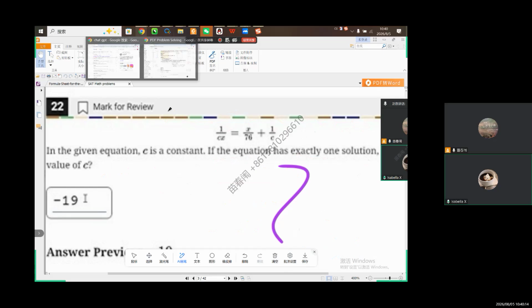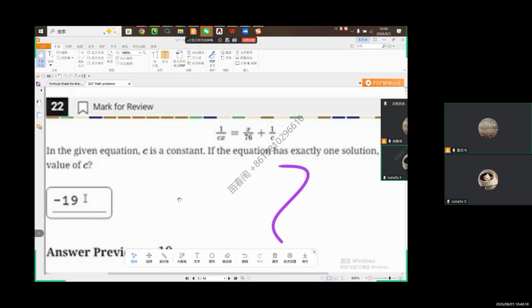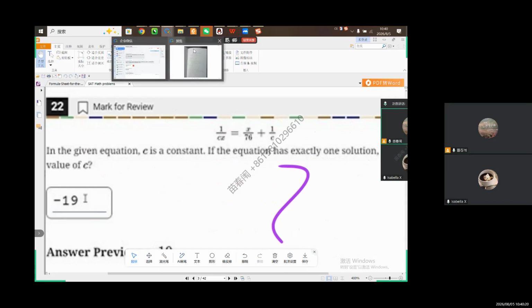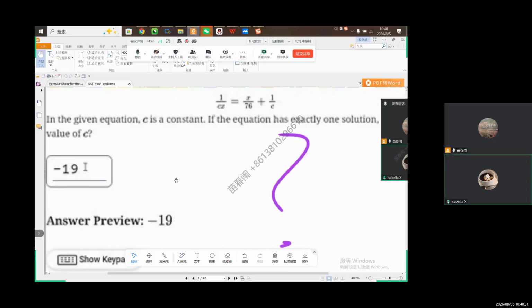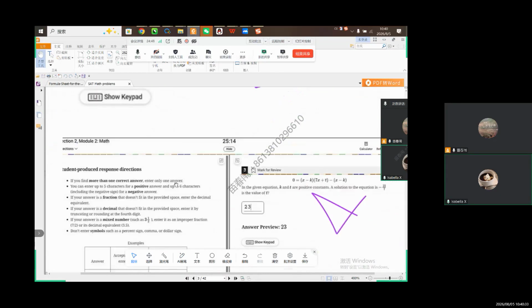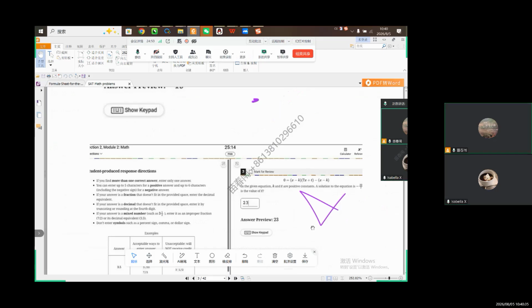Okay, next one. What's the next one? You also marked the one next to this with a question mark, right? Yeah, number 3. When I circle something, it's like, okay, that's the one.